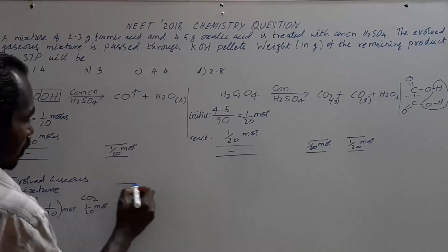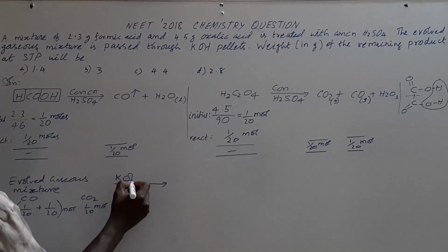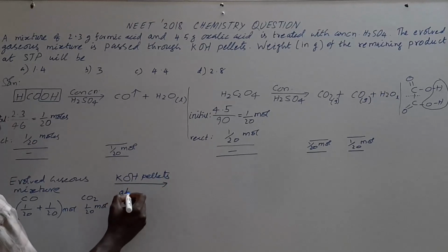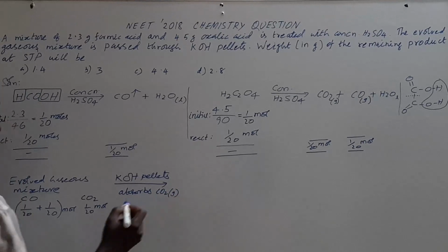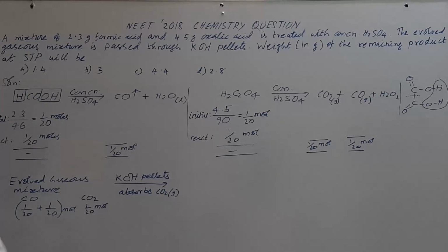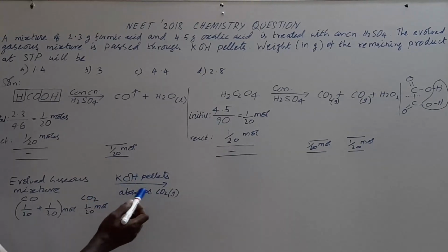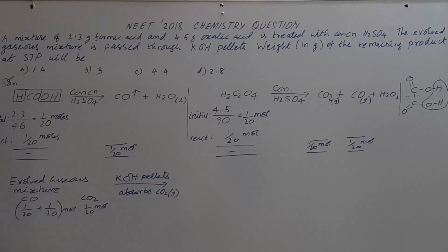The evolved gaseous mixture is passed through potassium hydroxide pellets. Potassium hydroxide absorbs carbon dioxide gas. It is not absorbing carbon monoxide. Why? Because potassium hydroxide is a base and carbon dioxide is an acidic oxide, so potassium hydroxide absorbs carbon dioxide and neutralization takes place. Between potassium hydroxide and carbon monoxide, there is no reaction under normal conditions.